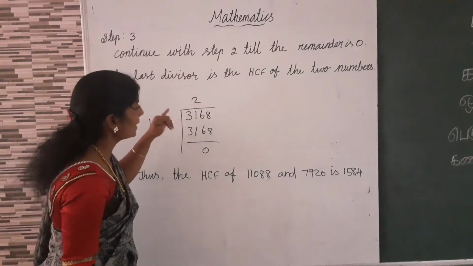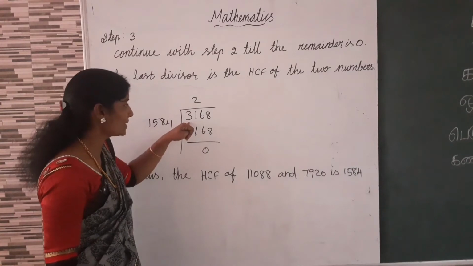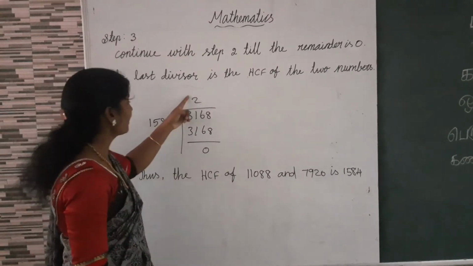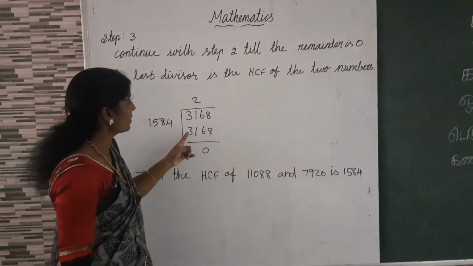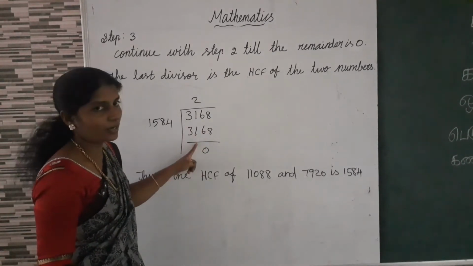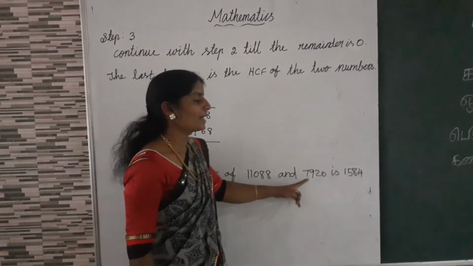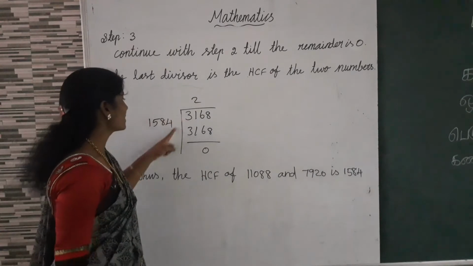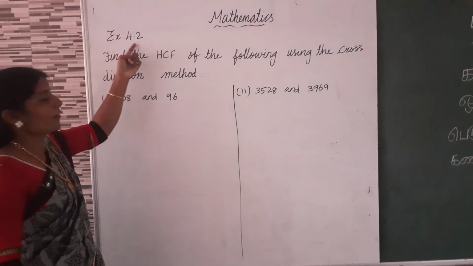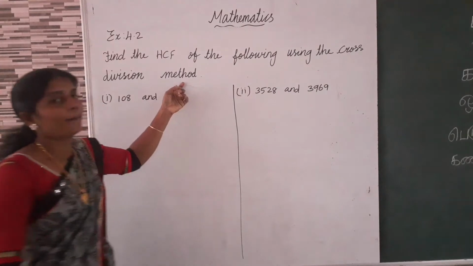In step 2 we got the divisor 3168, which is the new dividend, and the remainder 1584 is the new divisor. Now we multiply 2 times and we get 3168. Now we subtract and get remainder 0. So the HCF of 11,088 and 7,920 is 1584.